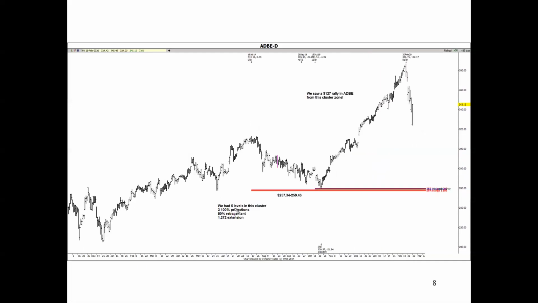We basically had 5 Fibonacci price relationships within this cluster zone. We had 3 that were 100% projections. We had a 50% retracement, and we had a 1272 extension. When I find clusters like this, it identifies a high probability, relatively low risk trade setup. Okay, so I'm going to actually go and talk about each of the things that I use to come to this conclusion in Adobe.